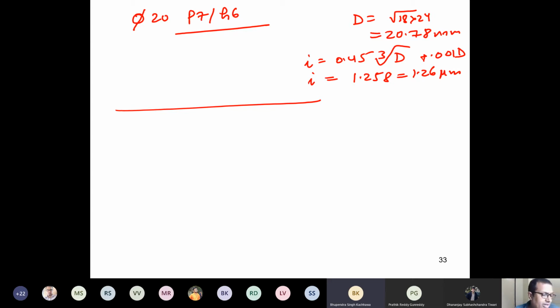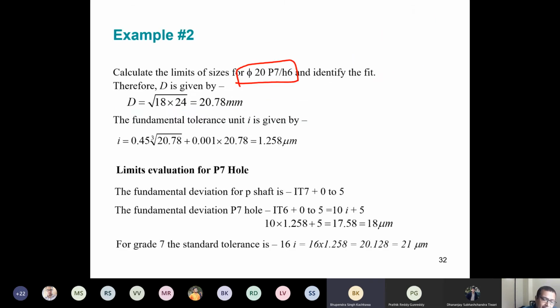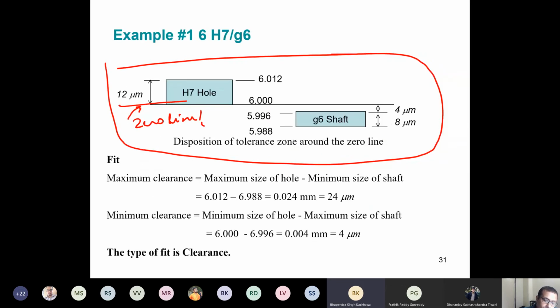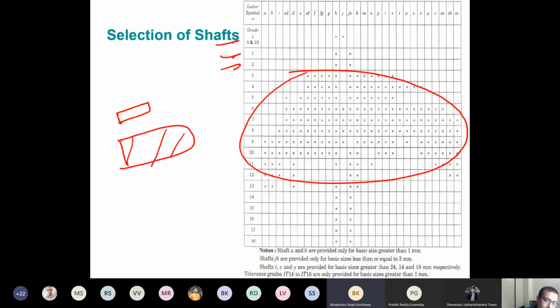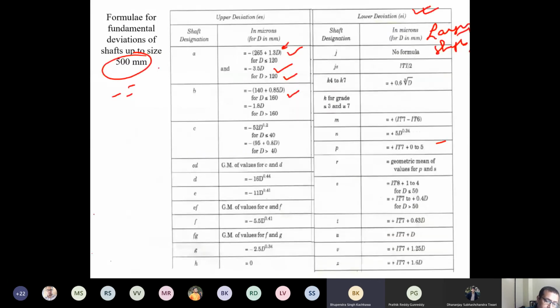Right. Now I have to find out the fundamental deviation for P. What is the fundamental deviation for P? Let me go and look at it. Let's look at the table. For P for shaft it is IT7 plus 0 to 5 microns. And IT7, if you remember, is 16I if you look at the IT7 table.